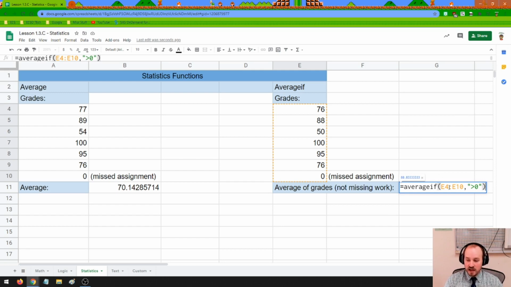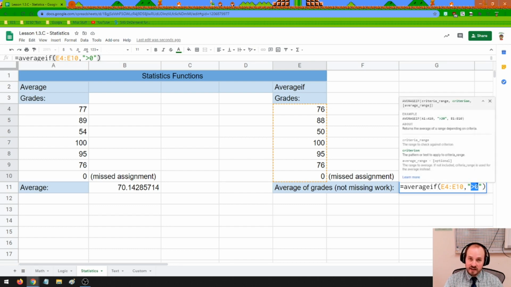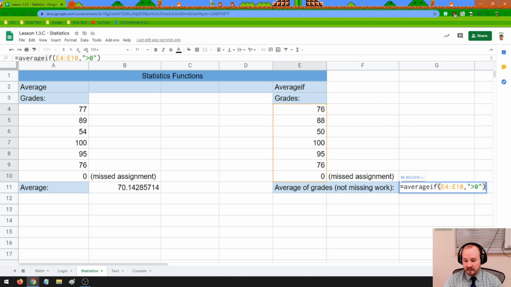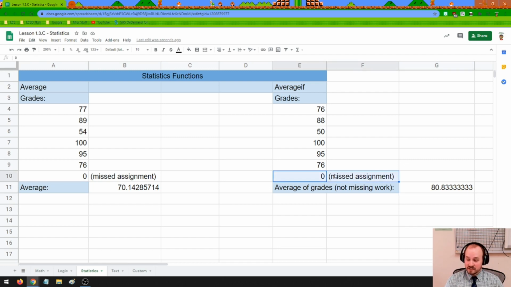So now what I'm saying is I want you to find the average of these grades as long as the grade is greater than 0. And so when we press enter, what we're going to get is a slightly higher grade. Why? Because that 0 was not factored in because of our rule. We're saying it must be greater than 0, and the 0 here is not greater than 0. So this is a cool way to find out the average of all of little Timmy's grades, not factoring in an assignment that might have been missed or anything else like that. It's kind of a neat way where we can set up the rules for finding averages as well.